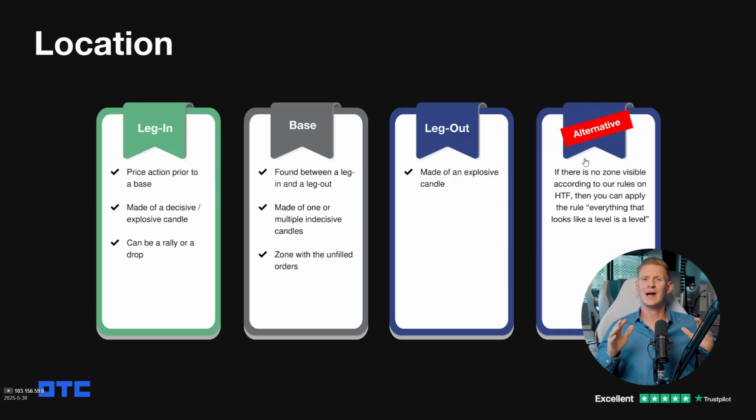Finally, if you can't find a zone that meets this criteria on the higher time frame, we have an alternative rule. Anything that looks like a level is a level. This ensures you always have a reference point, even when a strict interpretation of the rules doesn't yield a clear zone. Let's jump into the charts and do the entire process together.